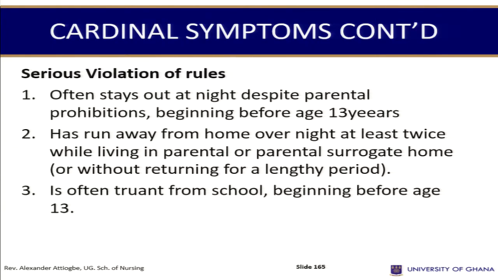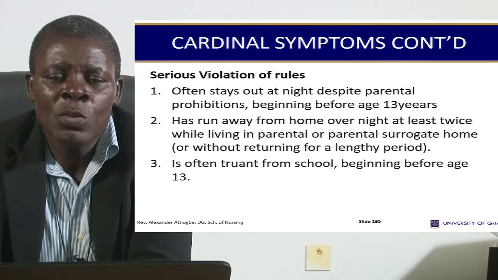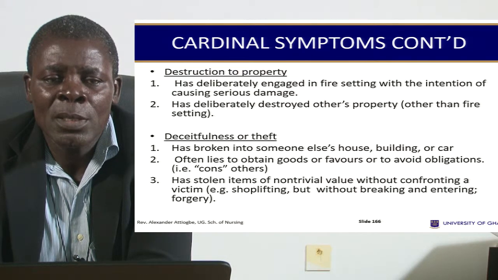The symptoms here include often staying out at night despite parental prohibitions, and this begins before the age of 13 years. Has run away from home overnight at least twice while living in a parental or parental surrogate home, or without returning for a lengthy period. Is often truant from school, beginning before age 13 years.